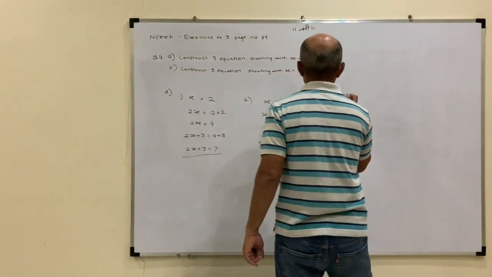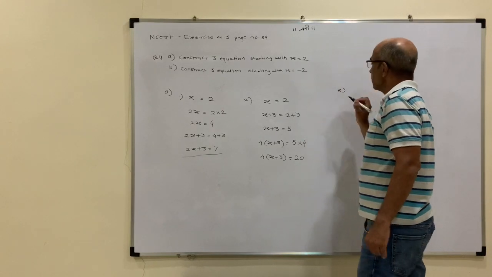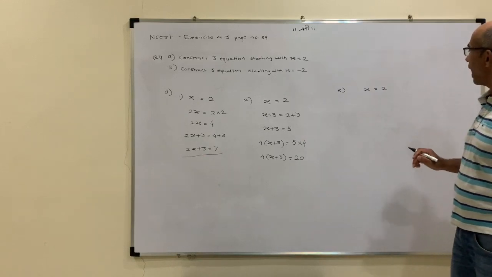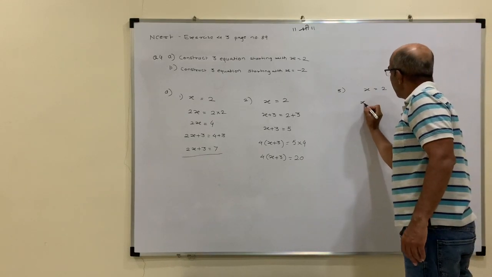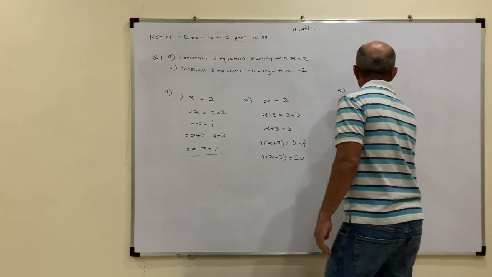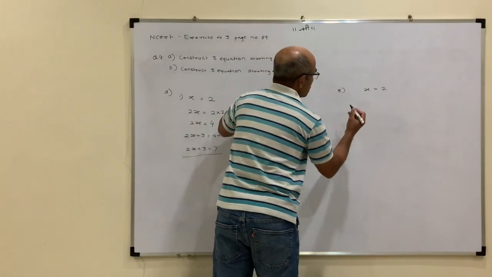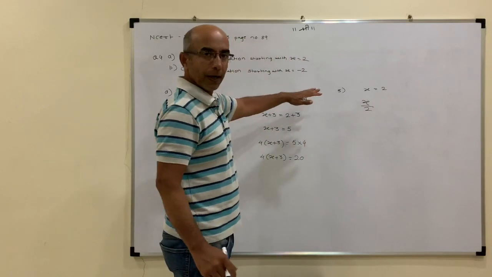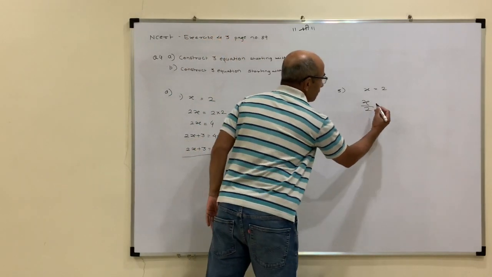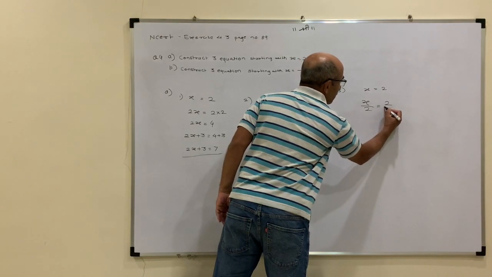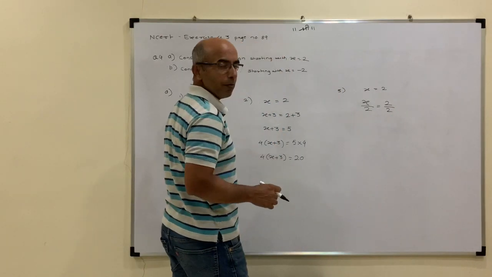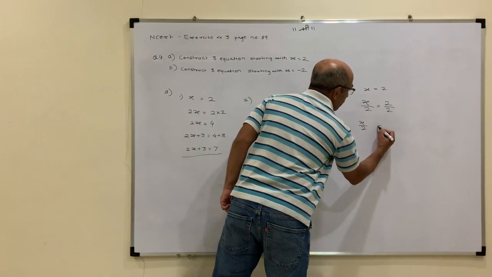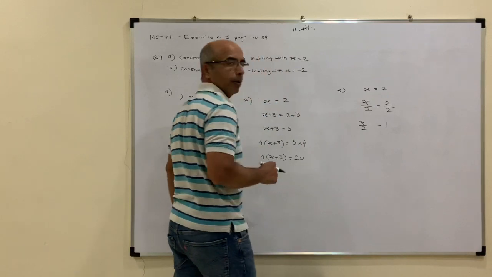Now let's pay attention to the third one. My starting point is x equals 2. Now I'll divide x by 2. So my next step will be x divided by 2. Since I am dividing on the left hand side, I will be performing the same operation on the right hand side. So the next step will be x divided by 2 equals 2 divided by 2, which is 1.